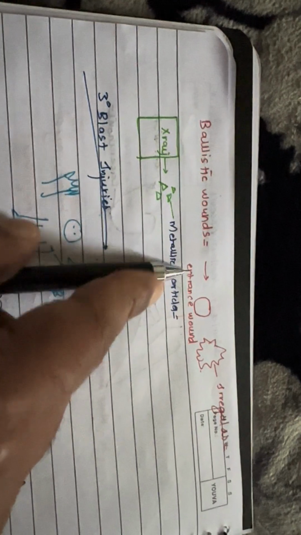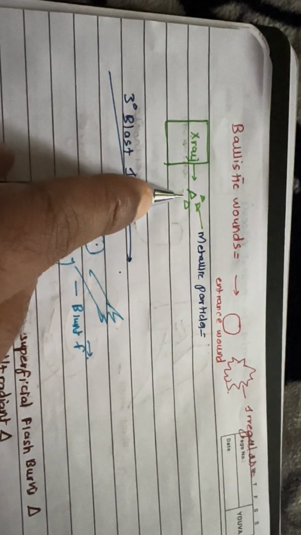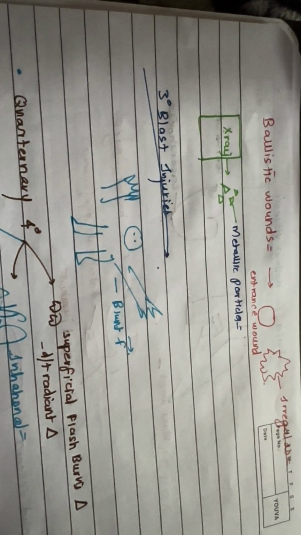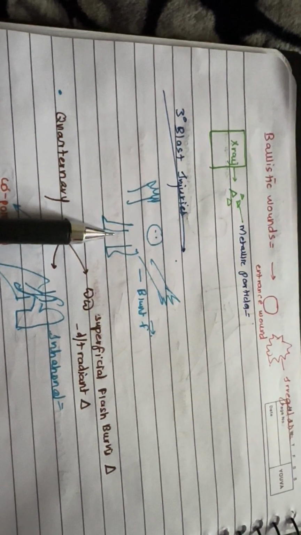The injury resembles a classic ballistic wound, except that the entry wound is very irregular. X-ray of the victim can be taken to detect small metallic particles. Next is tertiary blast injuries. Tertiary blast injuries result when the body of the victim is thrown away by the blast wave. These are blunt force injuries.